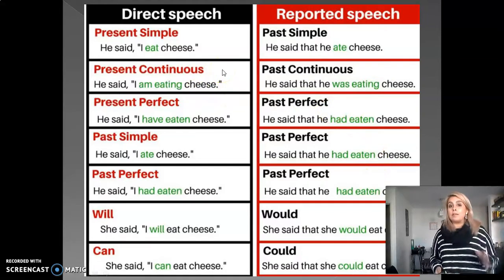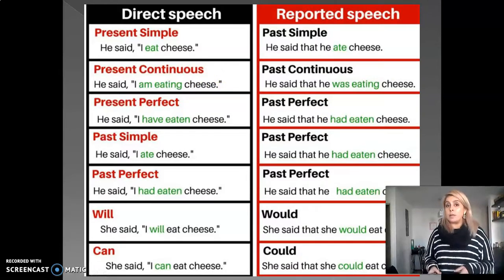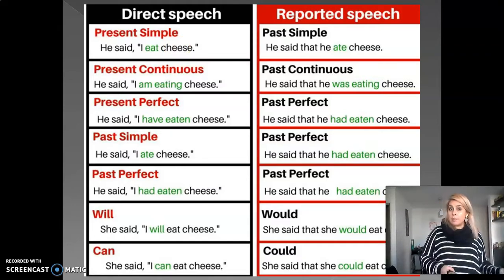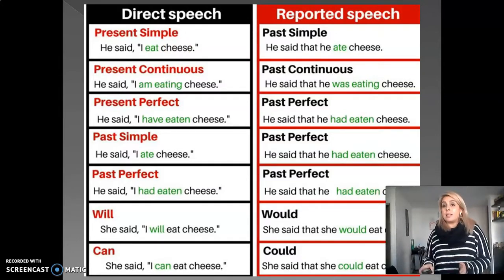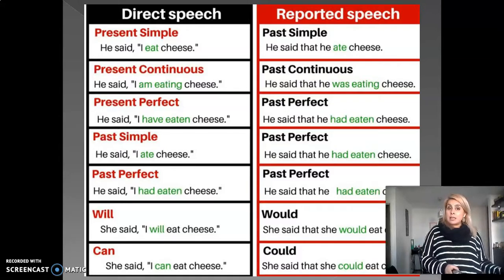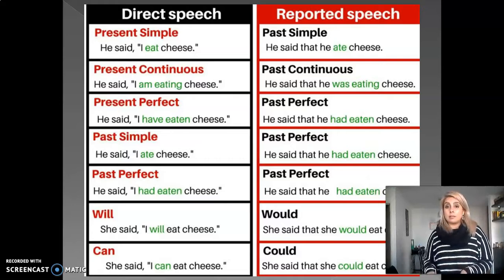I have a comparison chart between direct speech and reported speech that says from which tense to which tense I have to change. If the sentence in direct speech is in present simple, I am going to report the sentence using the past simple. If the direct sentence is in present continuous, I am going to report the sentence using the past continuous. If my direct sentence is in present perfect, I am going to report the sentence using the past perfect.